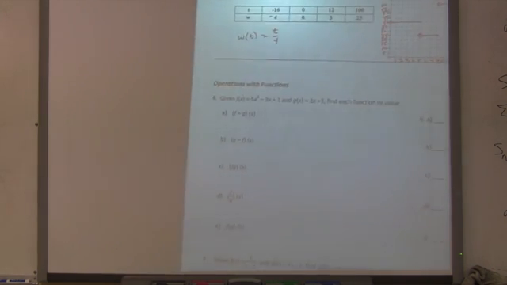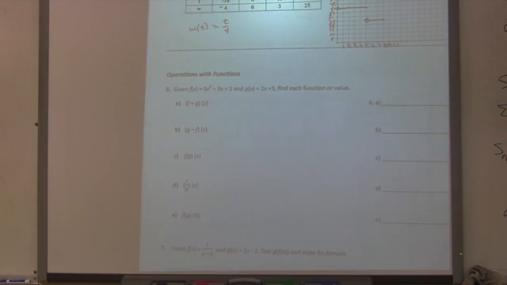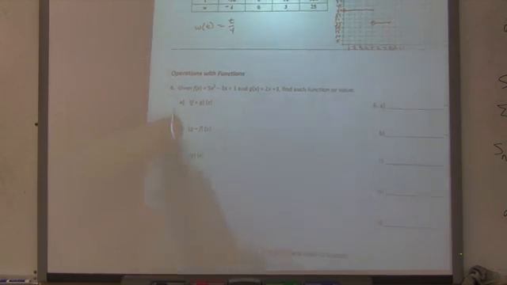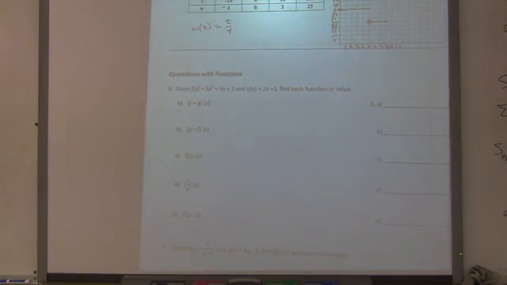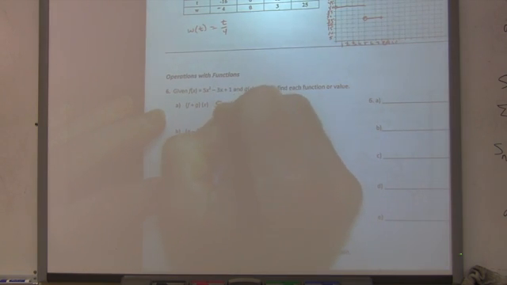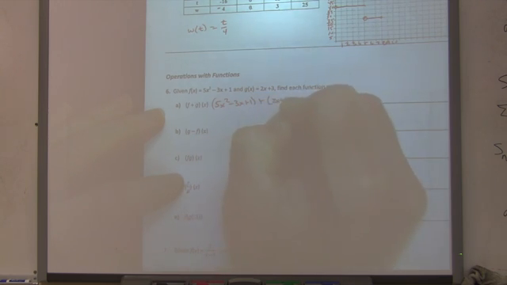Then we went into 9.4, which was working with functions. So now remember when you work with these. So f plus g of x, that tells us that we want to add the two functions together. So we're going to take function f, which is 5x squared minus 3x plus 1, and we're going to add that to the function 2x plus 3. So if I write that in, 5x squared minus 3x plus 1 plus the second function, 2x plus 3.